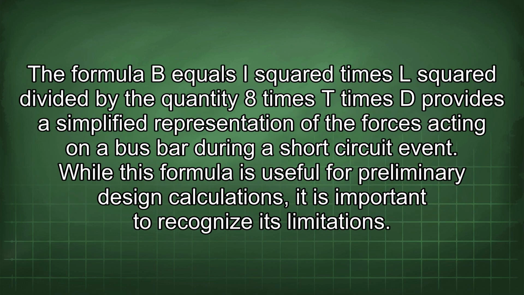The formula B equals I squared times L squared divided by the quantity 8 times T times D provides a simplified representation of the forces acting on a bus bar during a short-circuit event. While this formula is useful for preliminary design calculations, it is important to recognize its limitations.